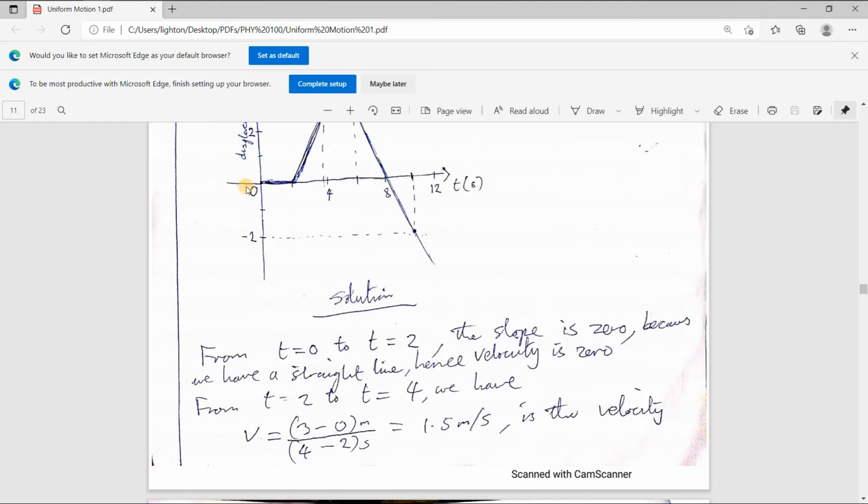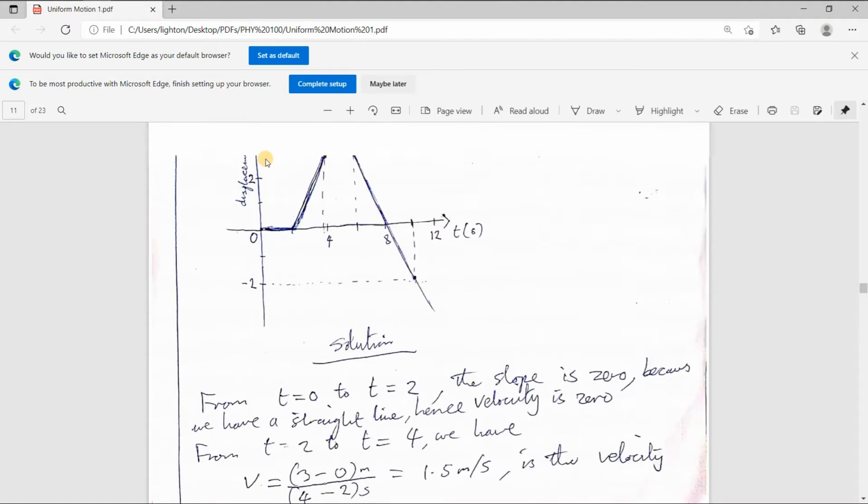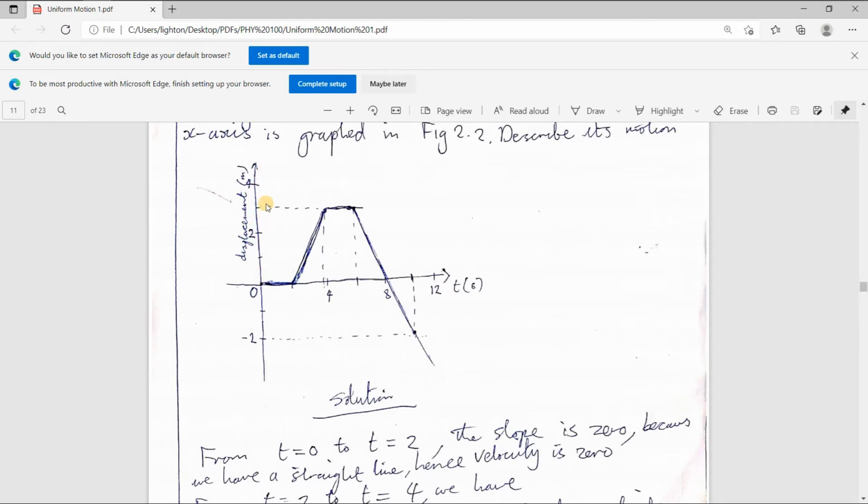You all know how to find the gradient. We always find it by taking the change in y, this is the y axis, over the change in the x axis, which is the time axis. So it is the change in displacement over the change in time, which is the same as change in y over change in x.